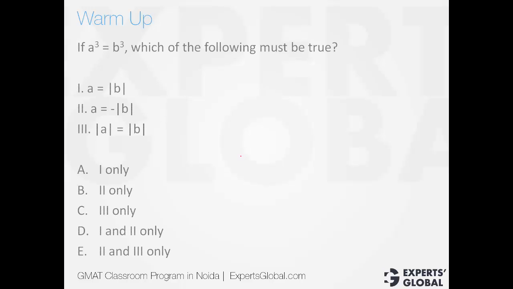A warm-up question for you, something quite straightforward. |A| cube is equal to |B| cube. So now the first thing that modulus teaches you is that whenever you see the sign, you must look at the positive case as well as the negative case. So if A cube is equal to B cube, it could have been 2 cube is equal to 2 cube, or it could have been -2 cube is equal to -2 cube. A and B are going to be equal, but they could be positive as well as negative.